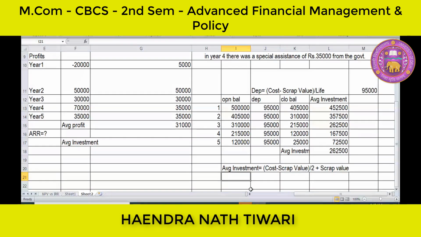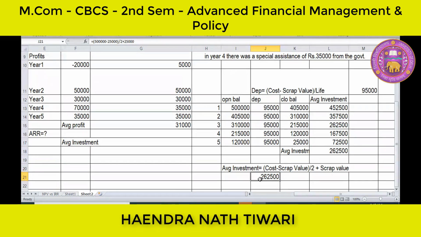Let's calculate it through this formula and let's see what is the answer. It is equal to 5 lakhs minus 25,000 divided by 2 plus 25,000, and this gives you 2,62,500. Same. So instead of doing this whole charting and tabulation, no need to do. Simply understand the logic. I don't remember this formula.